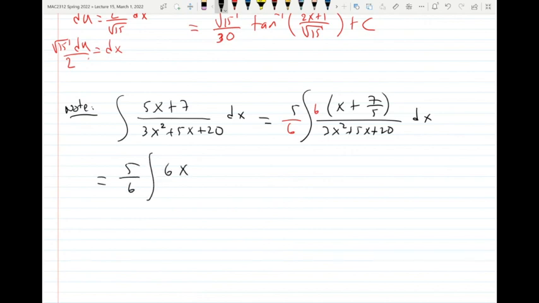Would you change the 5 inside of the parentheses too? What do you mean, change the 5? 7 over 5. Now we're gonna work with that. Oh, sorry.